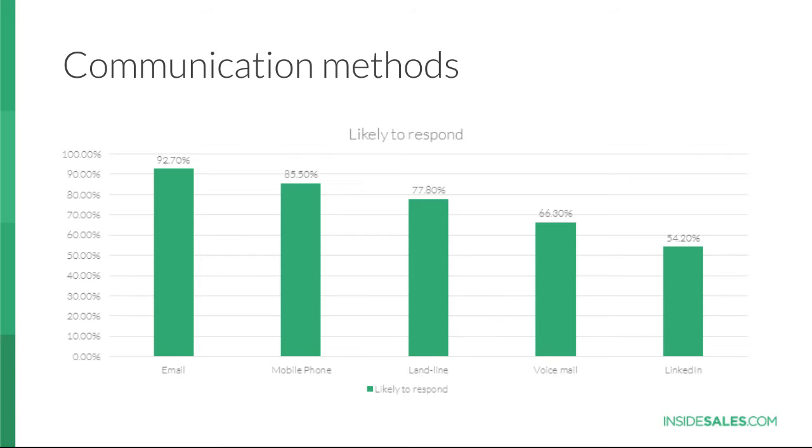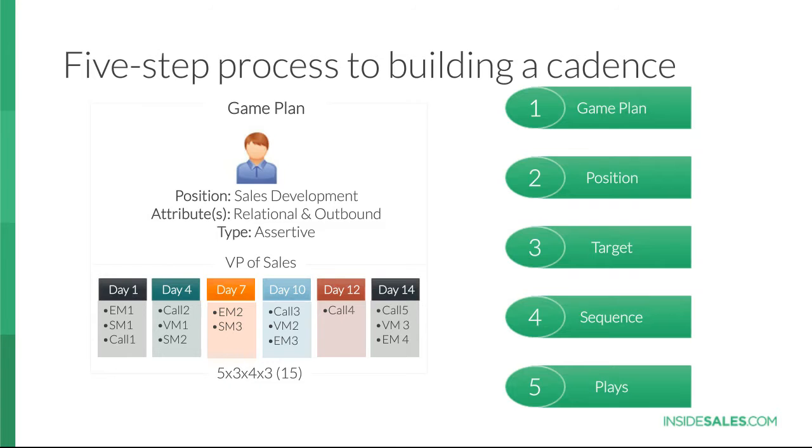So these are the core elements that we've opted to build our cadence strategy around. Again, email, phone, voicemail, and social. So when it comes to how we then recommend building, and I want to get tactical, how do you actually build a solid cadence strategy?